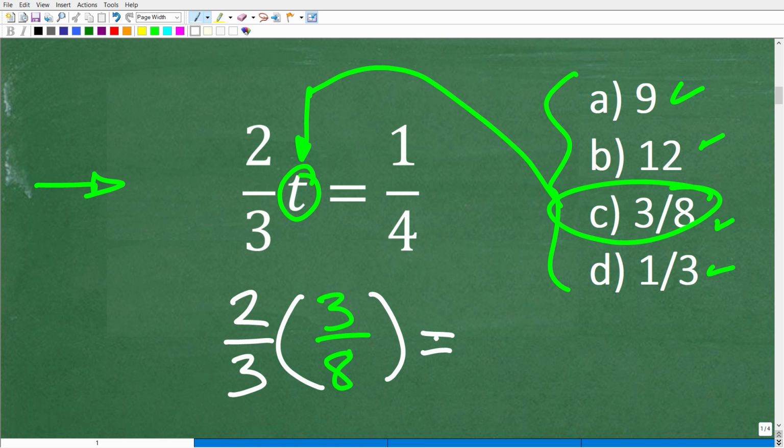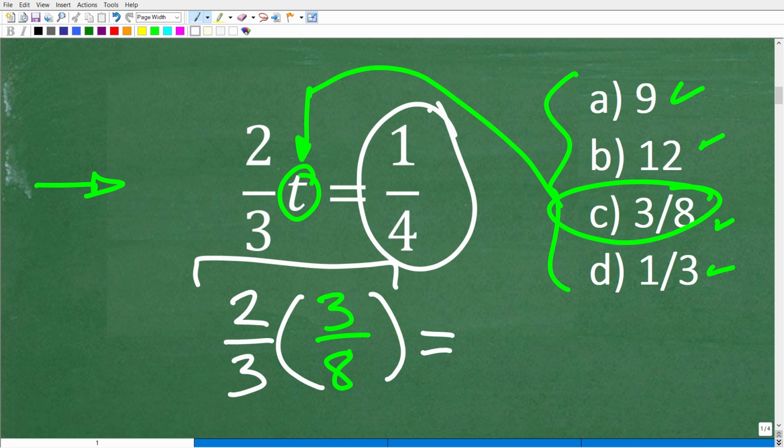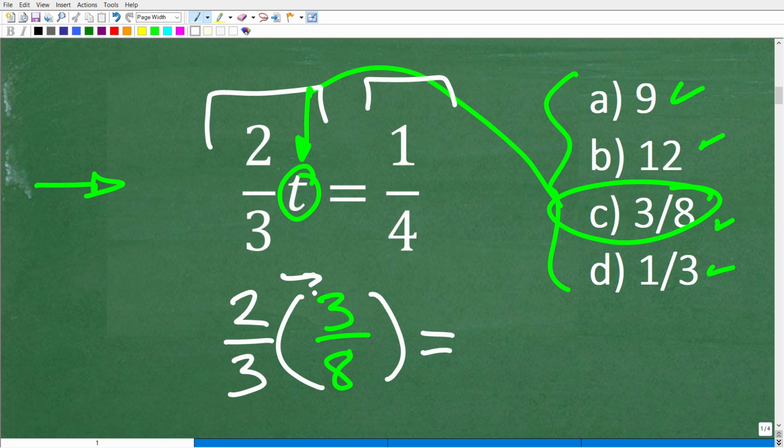And what we're going to be doing is to see if this, when we plug in this 3/8 for t, if this whole thing, when we do the math, is going to be equal to 1/4, because that's what an equation is. The left-hand side equals the right-hand side. So let's go ahead and do that right now, assuming we understand how to multiply fractions.